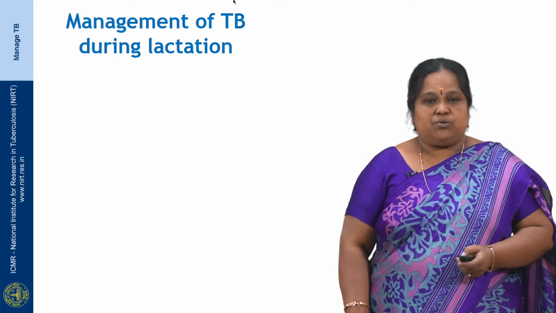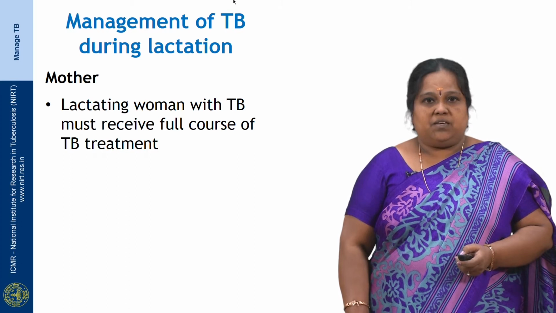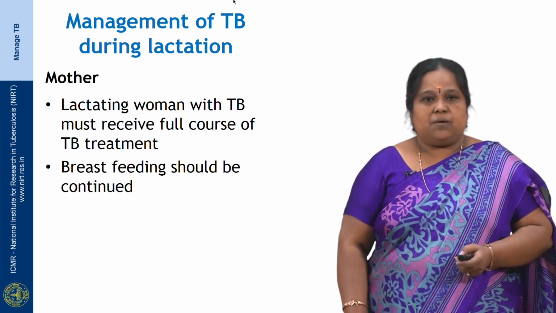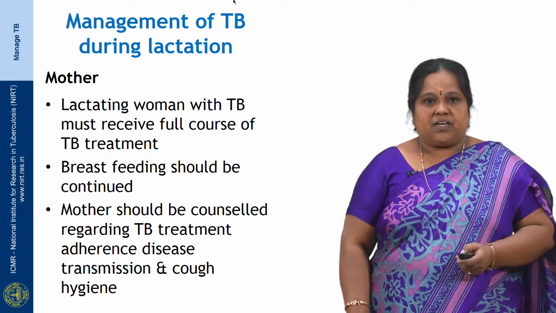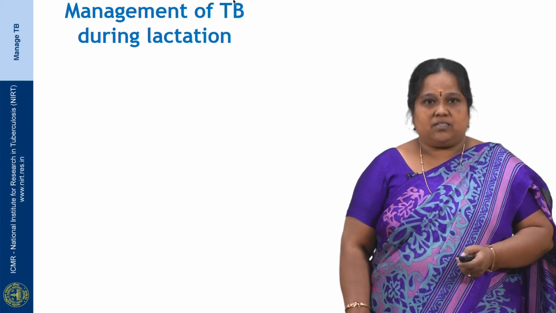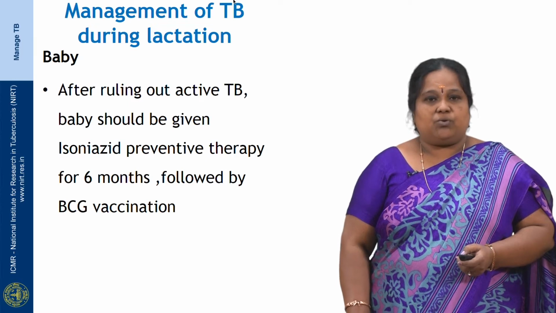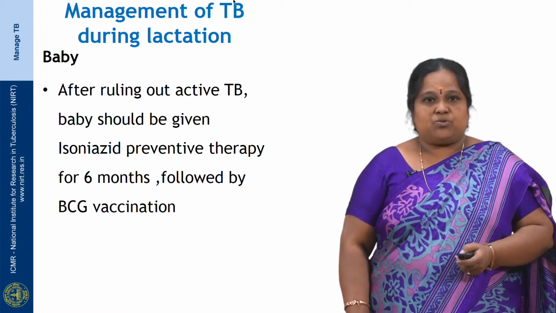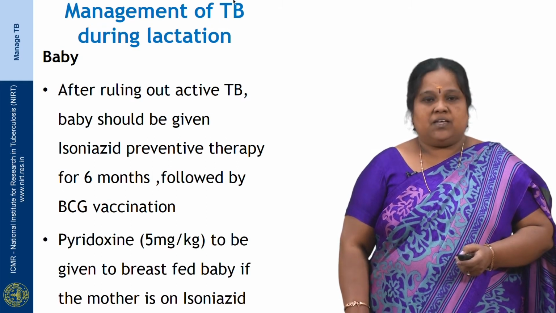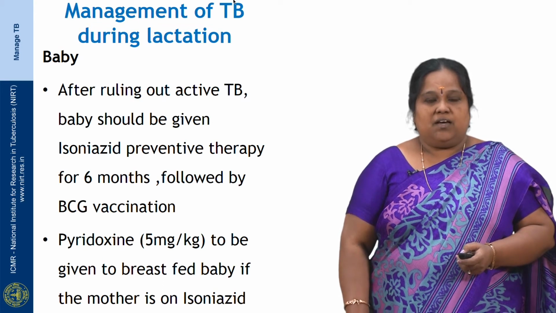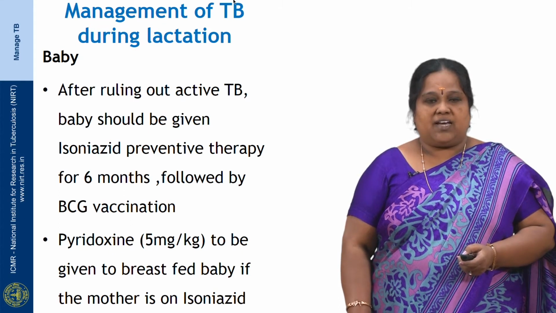The management of TB during lactation with respect to the mother: lactating women with TB must receive the full course of TB treatment, breastfeeding should be continued, and the mother should be counseled regarding TB treatment, adherence, disease transmission and cough hygiene. With respect to the baby, after ruling out active TB, the baby should be given isoniazid preventive therapy for 6 months followed by BCG vaccination, and pyridoxine should be supplemented at 5 mg per kg body weight to the breastfed baby if the mother is on isoniazid.